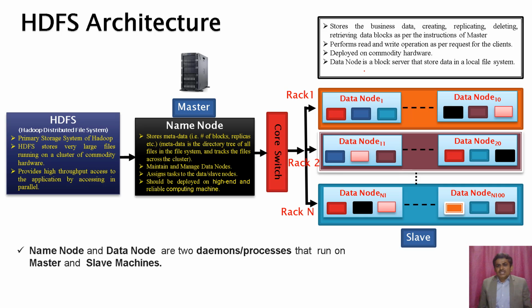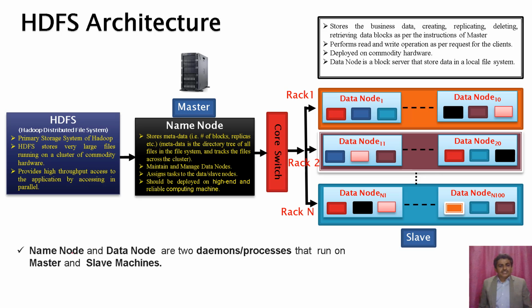Here we will also see the major tasks of each data node. Data node stores the business data, creating, replicating, deleting, and retrieving data blocks as per the instruction of the master node. Data nodes perform read and write operations as per the request of the clients. Data nodes should be deployed on commodity hardware. Commodity hardware means low-cost computing machines. Data node is a block server that stores the data in a local file system.